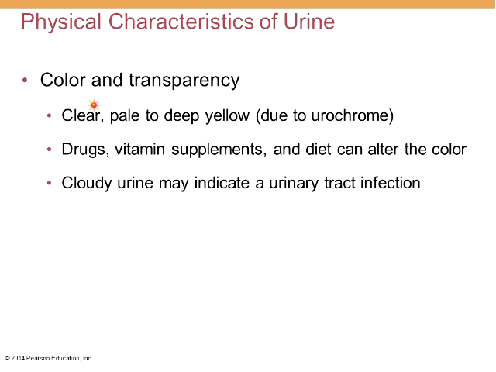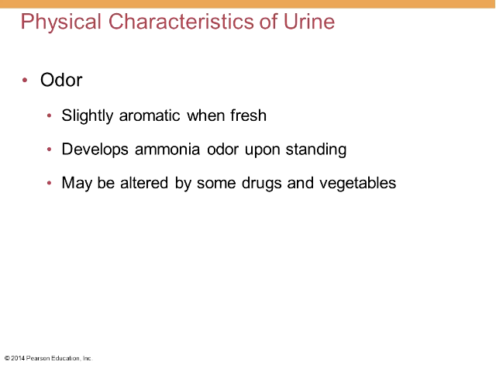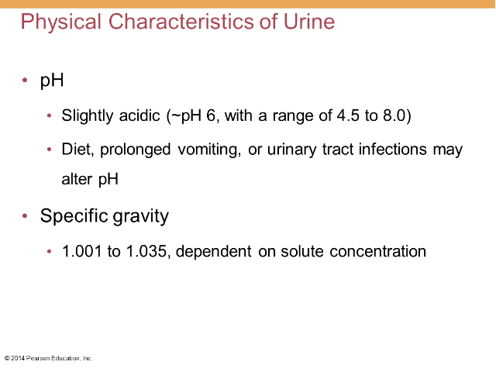Now, when we look at urine, we have to look at urine based on the color and transparency. It's usually clear. It's pale to deep yellow due to urochrome. That's the thing that colors it. Drugs, vitamin supplements, and diet can alter that color. Cloudy urine may indicate a urinary tract infection, or a different smell, if you will. That odor is usually slightly aromatic when fresh. It develops an ammonia odor upon standing because that's a metabolic byproduct of bacteria. And it may be altered by some drugs and vegetables.